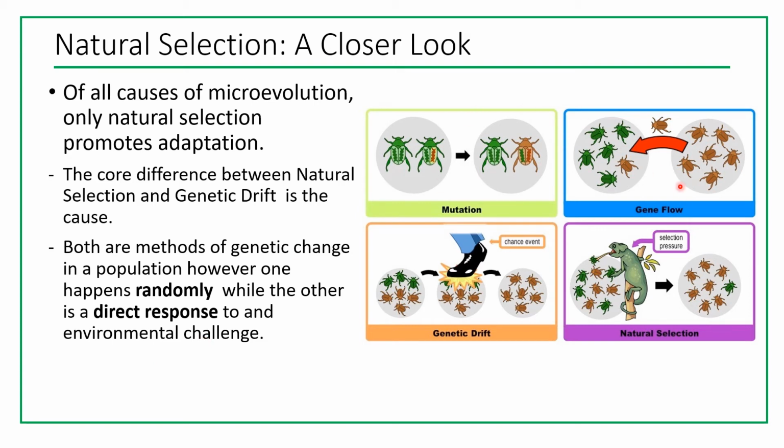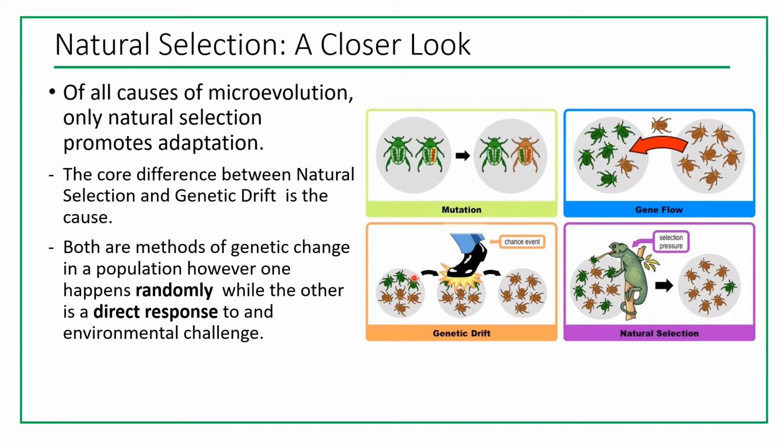Right, so if you look over here, we have mutation. So mutation can lead to population change. Gene flow can lead to population change, right? And here's our genetic drift, and here natural selection. And of course, this is very simple, but that gives us an idea.